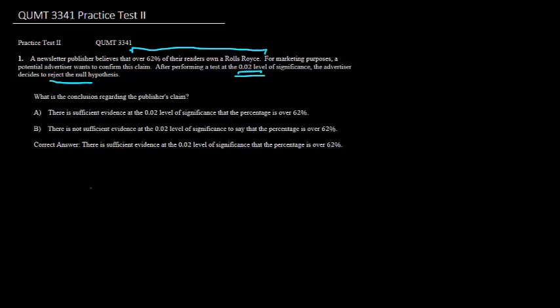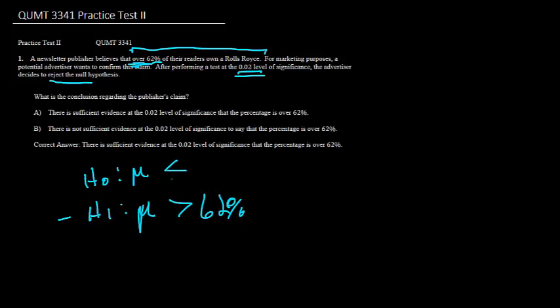This is just to see whether or not you understand what the hypothesis test looks like. So we can come down here and write out our hypotheses, and the one we're interested in is hypothesis 1. That's the one we want to prove. What does this guy want to prove? He wants to prove that over 62%. This is one of those read the question right deals, because it says over 62%. That's where you might get some confusion. So that's our mu. Mu is that 62% of the readers have a Rolls Royce. And this is going to be the exact opposite, which is less than or equal to 62%.